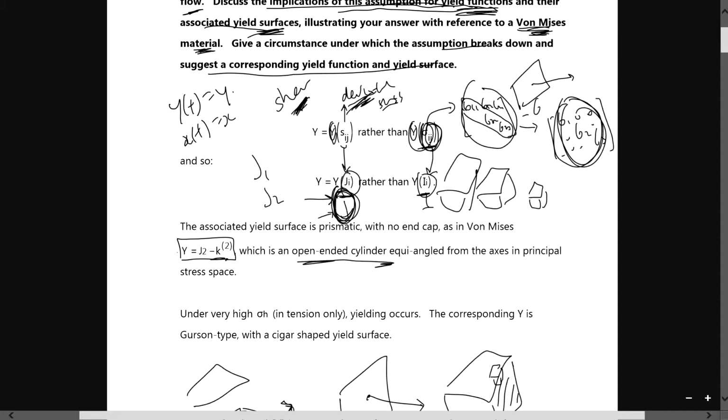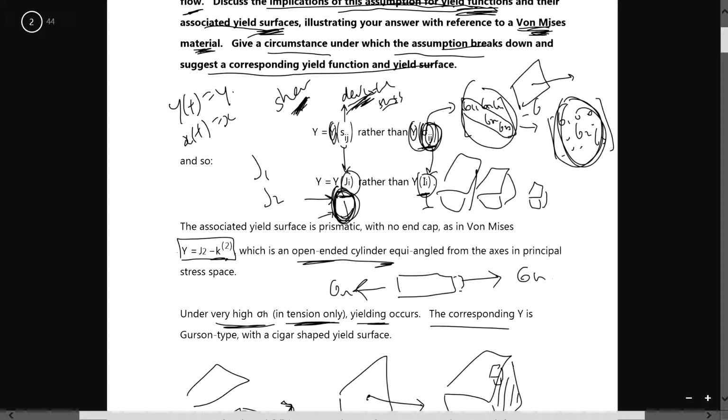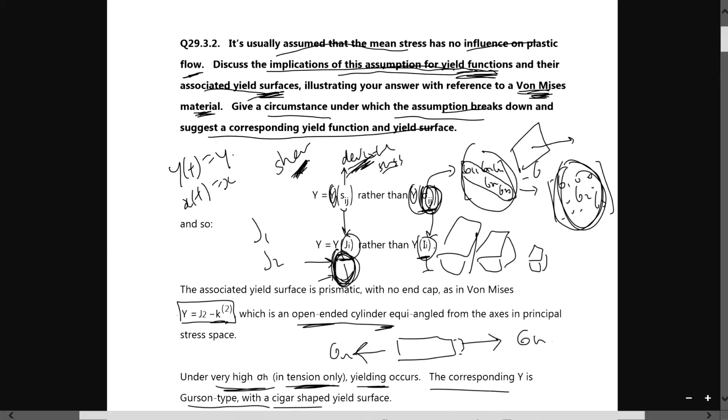Okay? Last question is, what are the circumstances under which your assumption breaks down? It is when under a very high hydrostatic tension only. So you have certain materials, for example a tool, where you have a tensile stress that is trying to pull this apart. Over a long time you're going to cause yielding also, when you have a very high level of hydrostatic or principal stress. And the corresponding yield surface is the Grassmann type with a cigar shape. I don't know how it is all about, but at least you may understand something about the yielding.